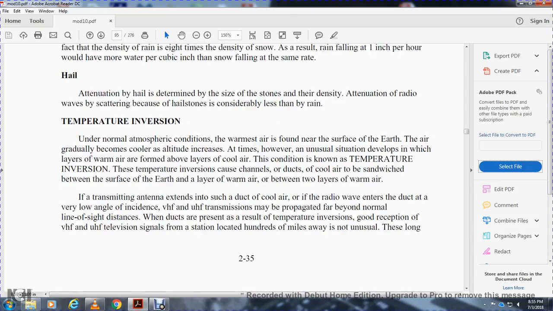Temperature inversion. Under normal atmospheric conditions, the warmest air is found near the surface of the earth, and the air gradually becomes cooler with increasing altitude. However, an unusual situation develops in which a layer of warm air forms above a layer of cool air. This condition is known as a temperature inversion.